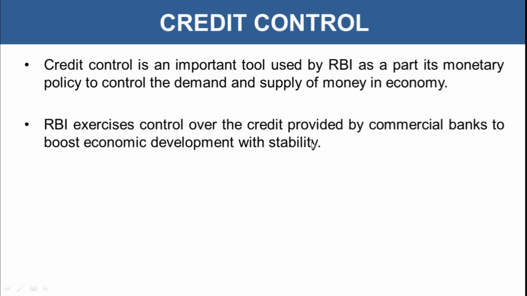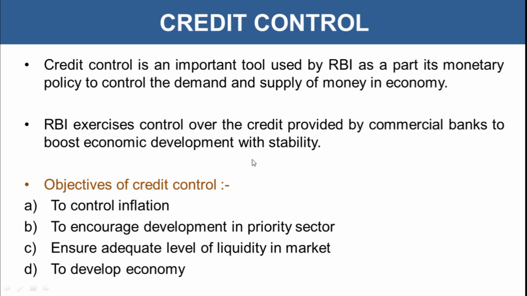RBI exercises control over the credit provided by commercial banks to boost economic development with stability. So as I say, RBI exercises this credit control in order to boost economic development but with stability. Now this happens when RBI tries to control the credit which is provided by the commercial banks to the public. Credit here is nothing but the loans or advances which are provided by the banks to the public, to the corporates, to the institutions.